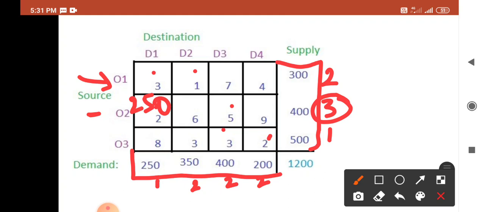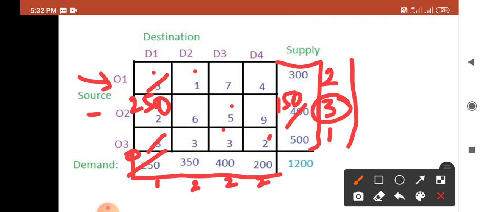Then 250 minus 250 is 0, and 400 minus 250 leaves 150 remaining. The D1 column becomes 0, so we cancel the other elements in the column. Now we repeat the same procedure, finding penalties. Moving to the first row, 1, 7 and 4: the first minimum is 1 and the second is 4.